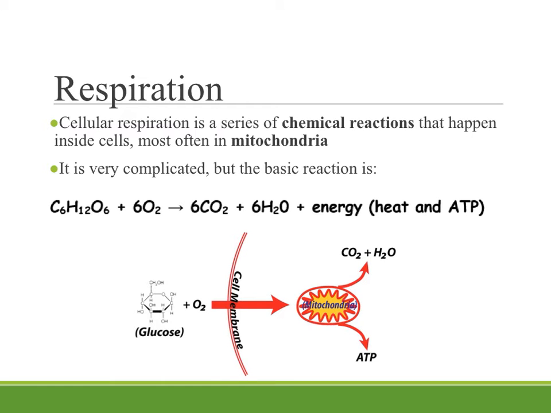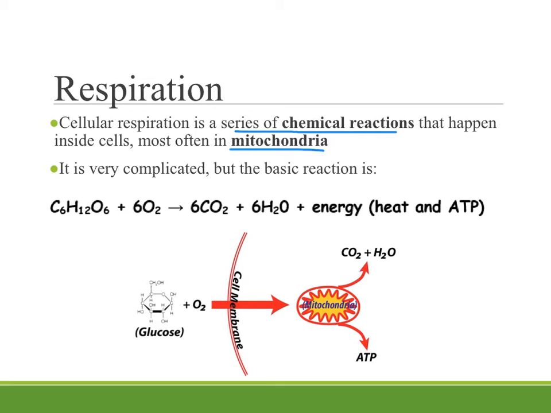So cellular respiration, like a lot of these other metabolic processes, is really a series of chemical reactions, because in order to break bonds, you have to have a chemical reaction going on. These chemical reactions most often occur in mitochondria, at least in eukaryotic cells that have those organelles. It is a very complicated process with many steps, but we want to just focus on the basic reaction.